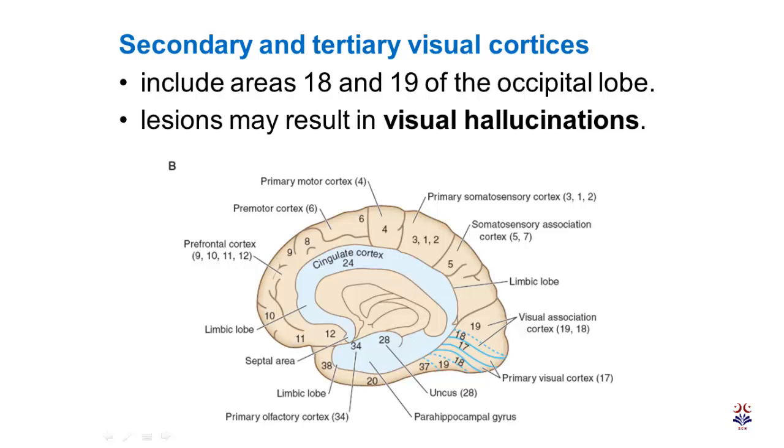And then secondary and tertiary visual cortices include areas 18 and 19. This is area 18 and 19. This is the calcarine sulcus on both sides. First, close to the sulcus is the primary visual cortex, and away from this is the visual association cortex, areas 18 and 19 on both sides of the sulcus. And it is located in the occipital lobe. Lesion may result in visual hallucinations.